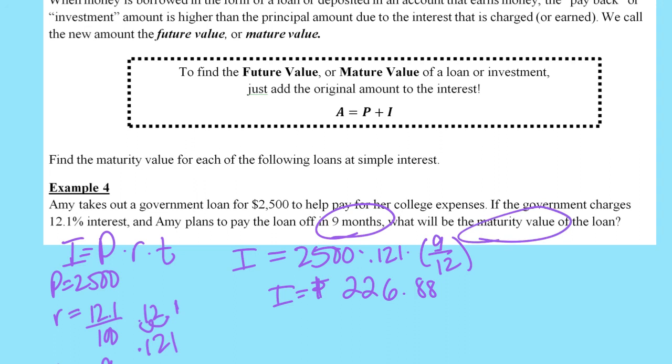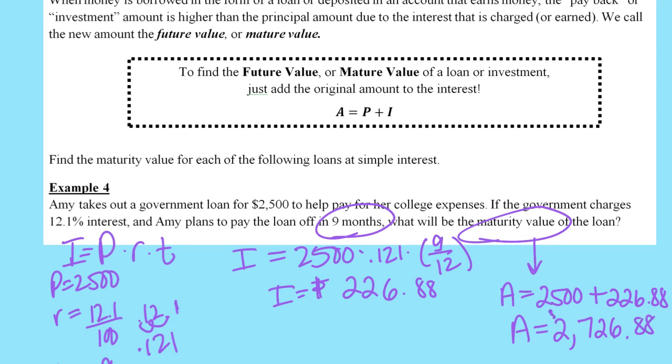So to find maturity value, we take, we'll call it A, right? A is our total amount. So we take what we originally borrowed, or Amy originally borrowed, 2,500 plus the interest that we found that she was going to pay. And when you add those two together, you should get $2,726.88.